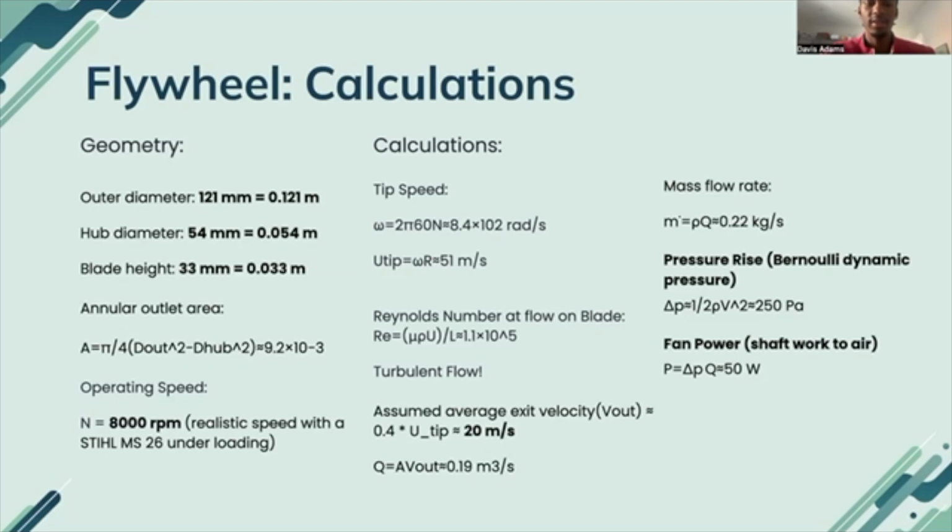To estimate airflow, I use a standard radial fan assumption that the average exit velocity is around 40% of the tip speed, so roughly 20 meters per second, which gives a flow rate of about 0.19 cubic meters per second and a mass flow rate around 0.22 kilograms per second. Using Bernoulli's dynamic pressure, that velocity corresponds to a pressure rise of about 250 pascals, which translates to a fan power of roughly 50 watts, which is small compared to engine power but enough to cool the cylinder effectively.